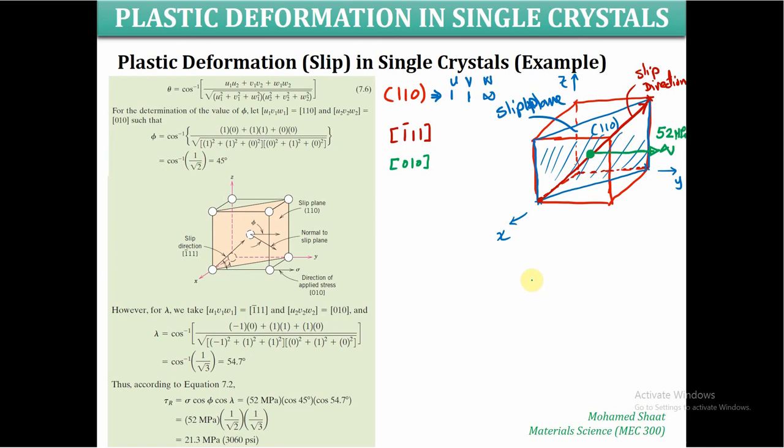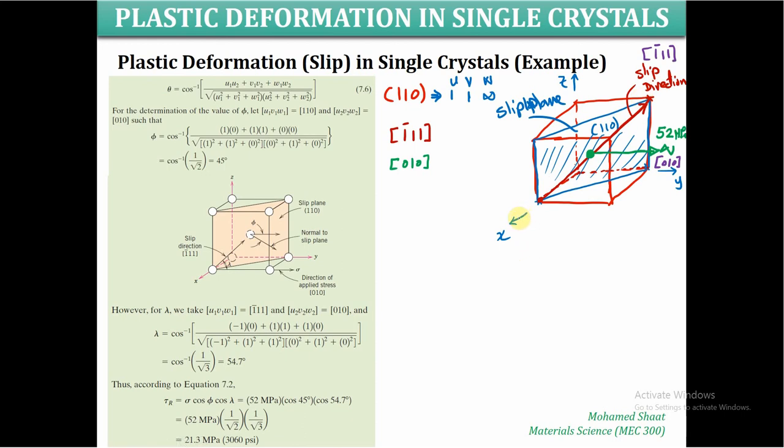So the first step is to identify or draw the slip plane and the slip direction, and identify the direction of the applied stress. Then your objective is to identify exactly what the directions are. The direction of the applied stress, as already given to us, is 0, 1, 0. Then you're going to identify the slip direction, as already given, negative 1, 1, 1.